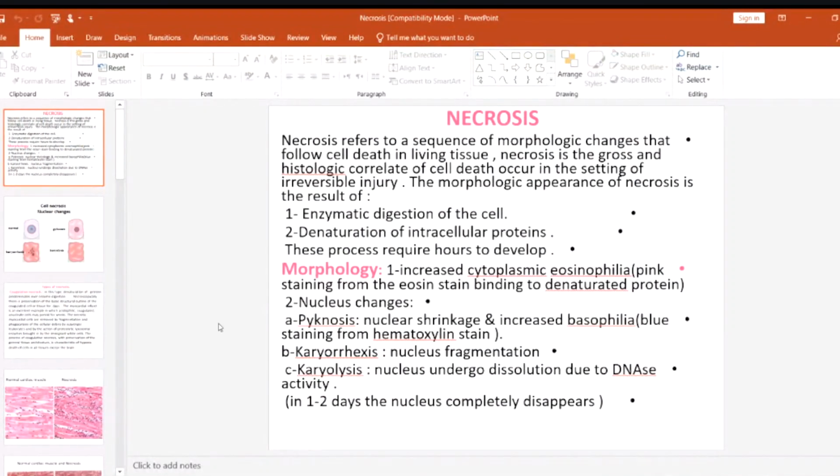Students, what we will see in a cell in necrosis, number one, is a change in the cytoplasm. The cytoplasm will become more eosinophilic. What's eosinophilic? It means more pink in color, orange. Why? Because the eosin stain will bind more with the protein. Why? Because after death there will be breakdown of the protein, so this will bind with the eosin and give this dark red.